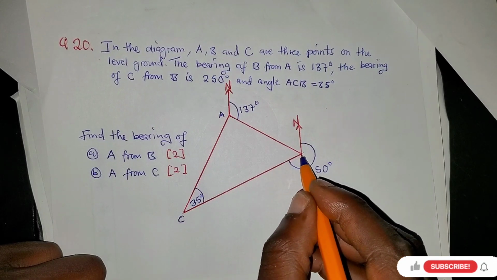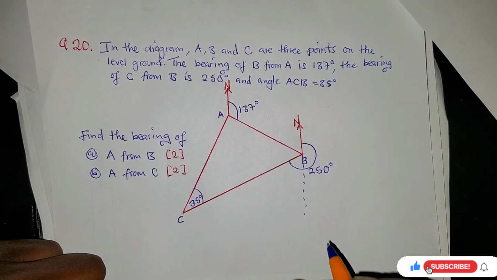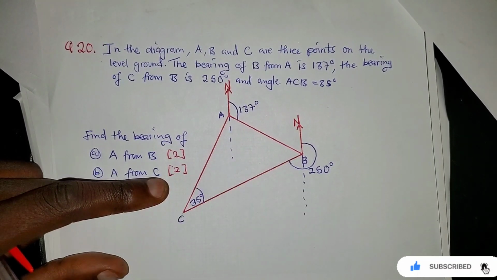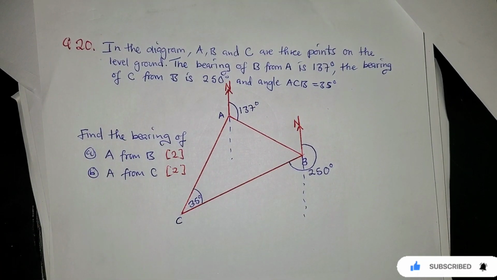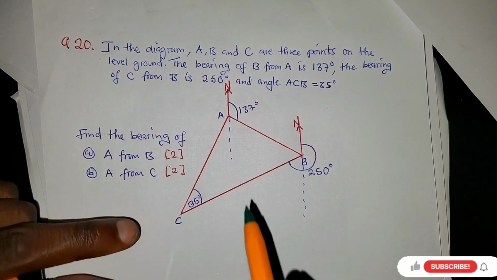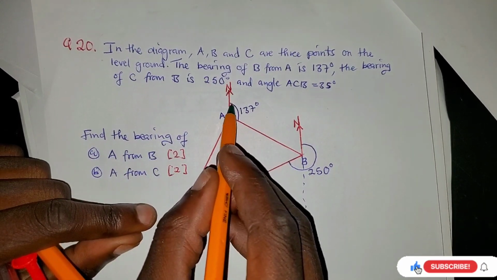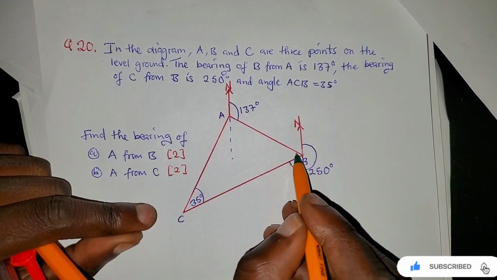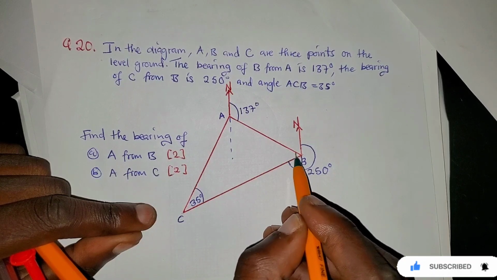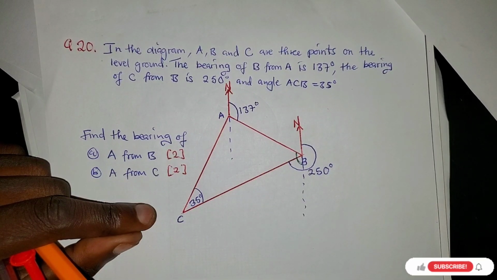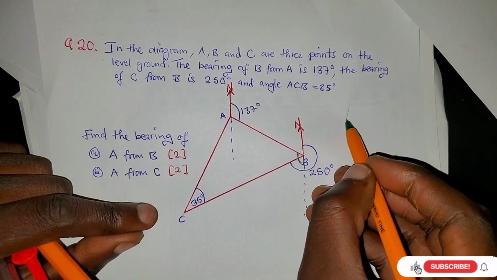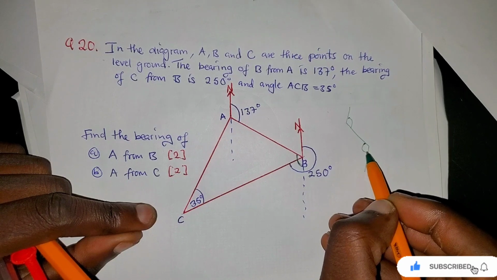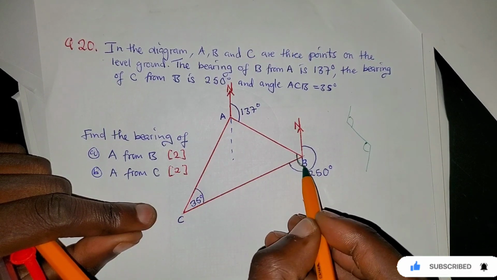So let's extend this one so that we discover something, and let's also extend this one. Now look at this. Let me use a different color. This angle here, 137, is equal to this one, from here up to this straight line, which is also 137. These are alternate angles. This angle here is equal to this angle. So even here is 137.